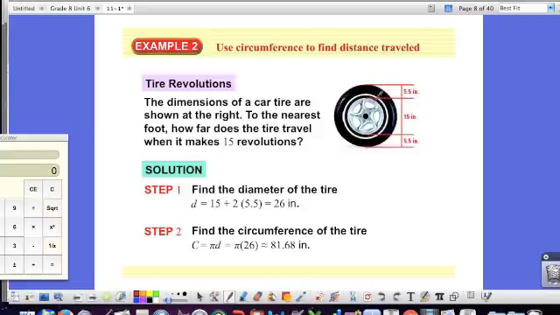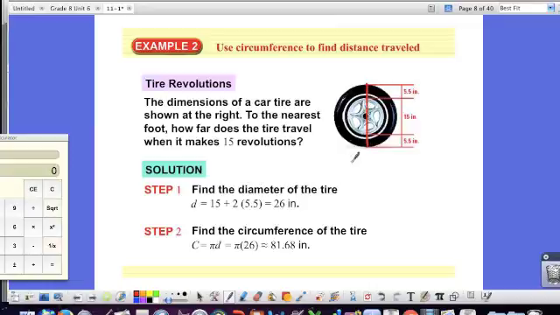So if the dimensions of a car tire are shown on the right, we want to know how far the tire travels when it makes 15 revolutions. I find this interesting that we did questions like this numerous times in my 7th grade advanced math class last year. So you can find the diameter of this tire by adding up these parts here. The metal rim part is 15 inches. The rubber part of the tire is 5.5 inches wide all the way around. So when you add the 15 inches of the wheel rim plus the two 5.5s, you get 26.